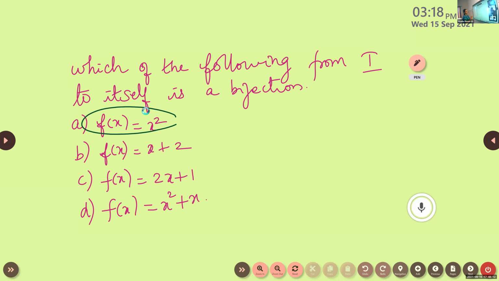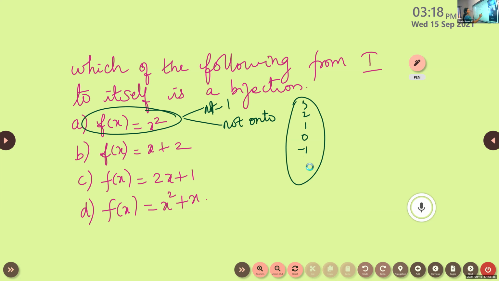Why? Look at the first one, x square, I to I. It is a function from I to I. When you square it, 1 will be mapped on 2. It is not 1, 1 because it is integers. We have 0, 1, 2, 3, minus 1, minus 2 and all. So 1 and minus 1 will be mapped onto 1. So surely it is not 1, 1.